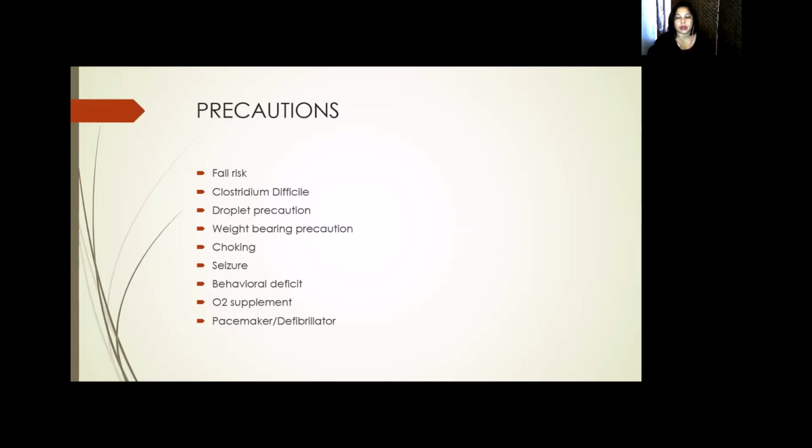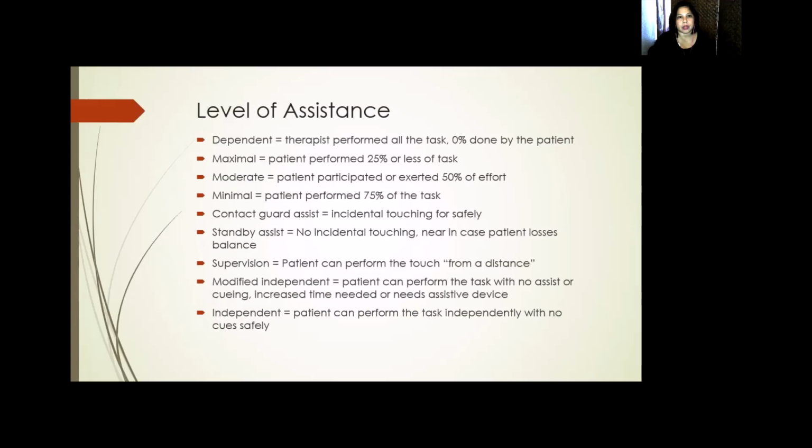You have to monitor their saturation during therapy. Pacemaker or defibrillator: this precaution should be written down, because in this kind of patient, you cannot use electrical stimulation or diathermy, because it will affect the functioning of the pacemaker or defibrillator. So be sure to know the precautions of the patient when you evaluate them.